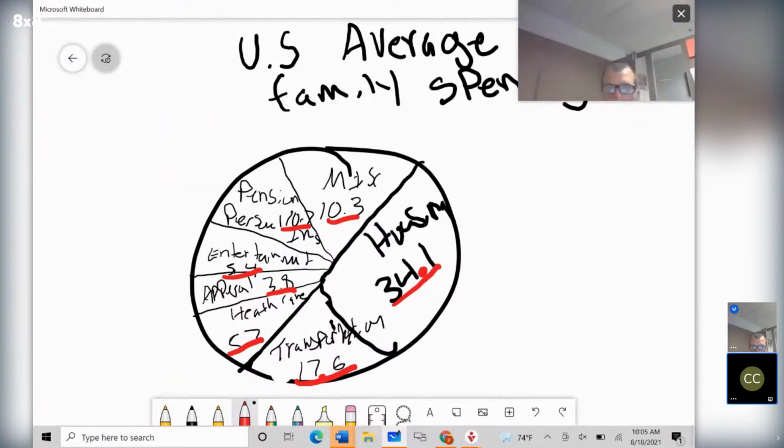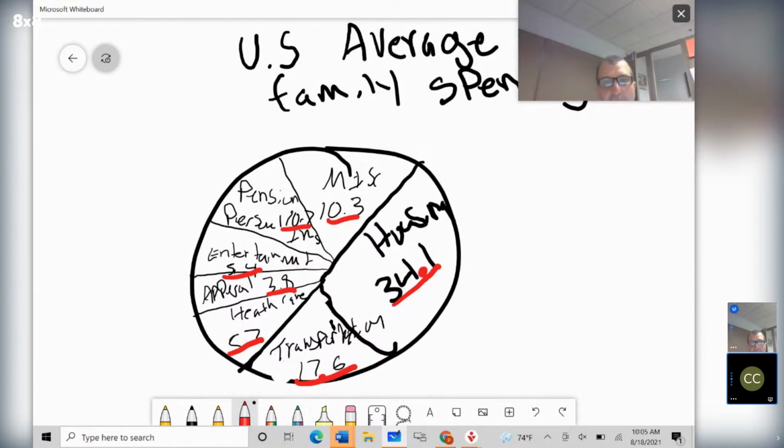So I want to look at some questions here. You can see housing is 34%. That would be the biggest. Then transportation is the next biggest. Then the pension would be third. Miscellaneous is fourth. Healthcare is fifth. Entertainment is sixth. And apparel will be the smallest amount.